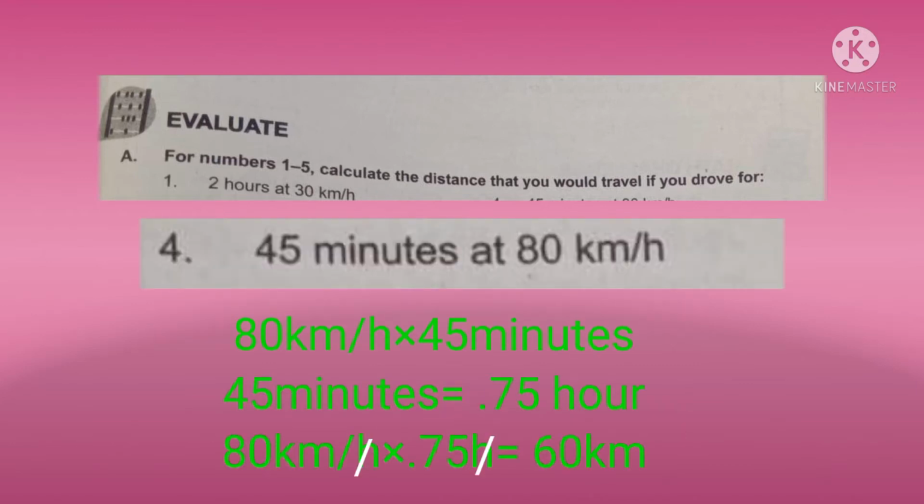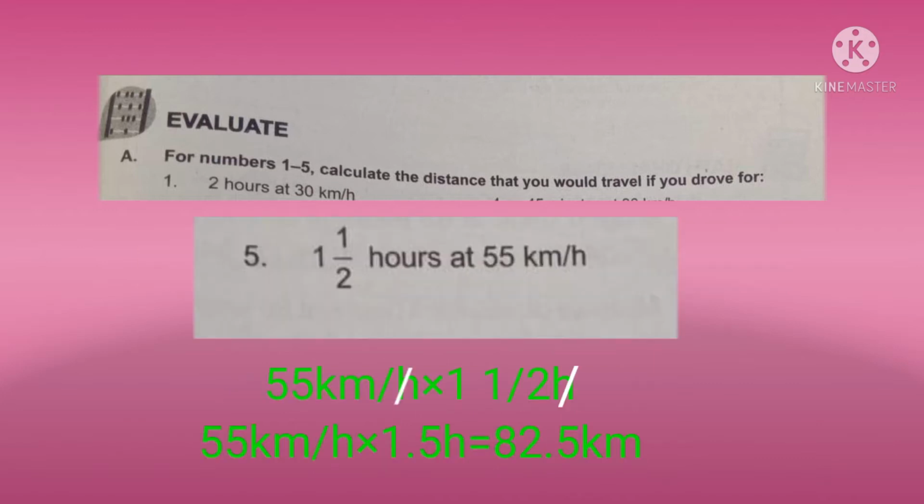And number 4, 45 minutes at 80 km per hour. The time here is 45 and the speed is 80 km per hour. So first, we will convert the minutes into hours. So 45 minutes is equal to 0.75 hour. So 80 km per hour times 0.75 hour is equal to 60 km.